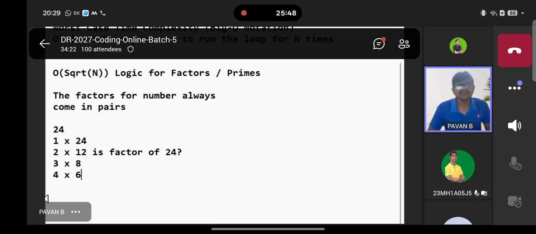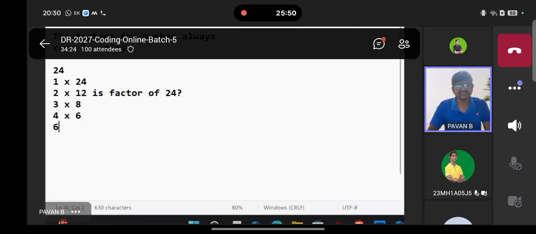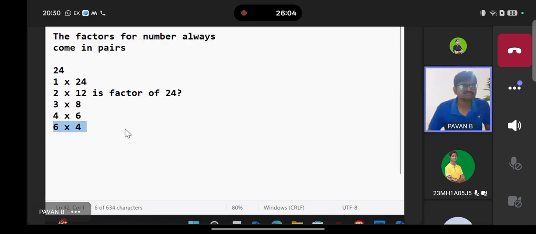But look here guys, you can already see if you take 6, the pair buddy is 4, right? 6 into 4 is 24. But you can see this combination is already written. 6 into 4 is already written as 4 into 6. They are the same, right? So from this point onwards, you don't need to write anymore. 4 into 6, enough. Okay. So now see, to find the factors of 24, going up to 4 is enough. Okay. Let's keep this in mind.